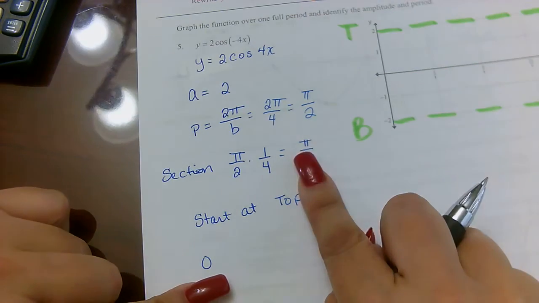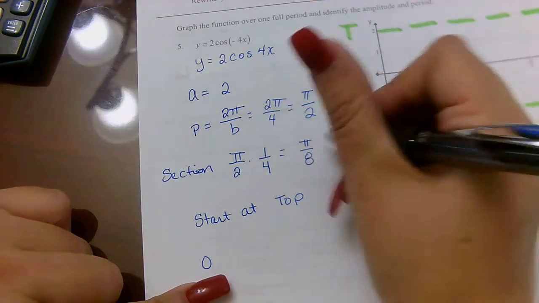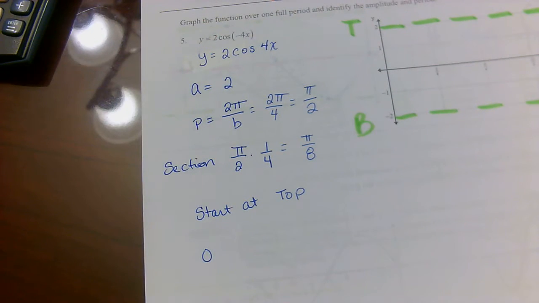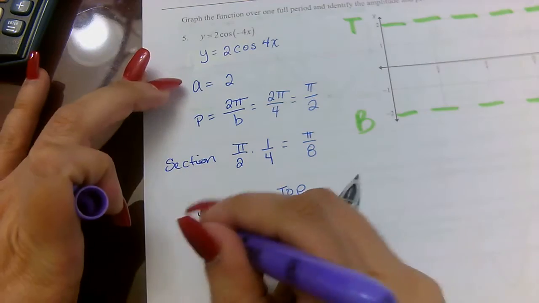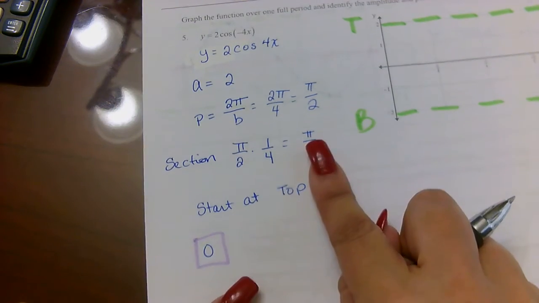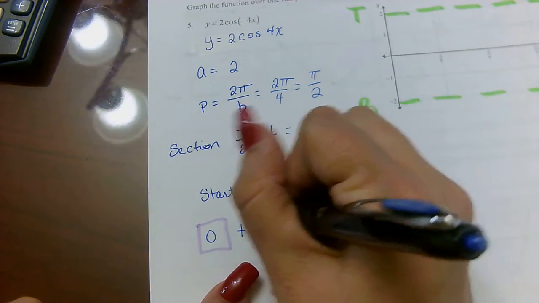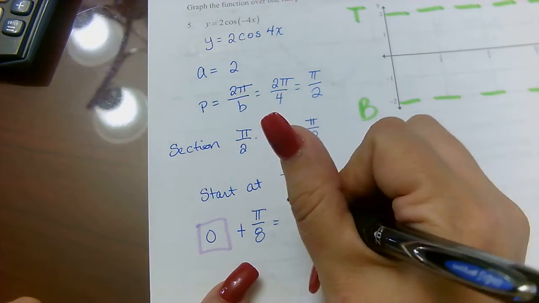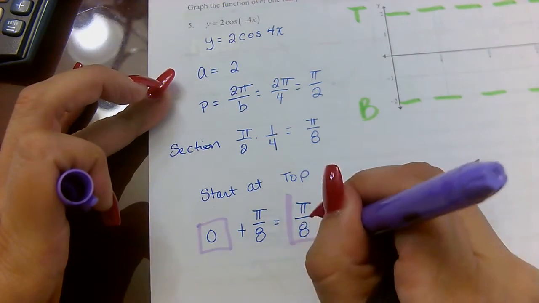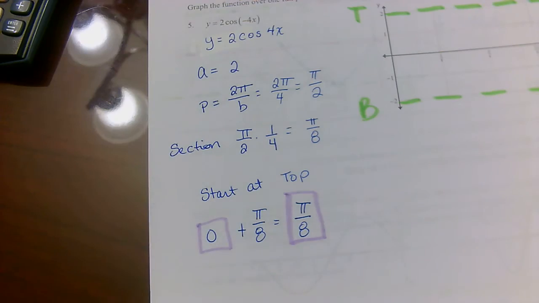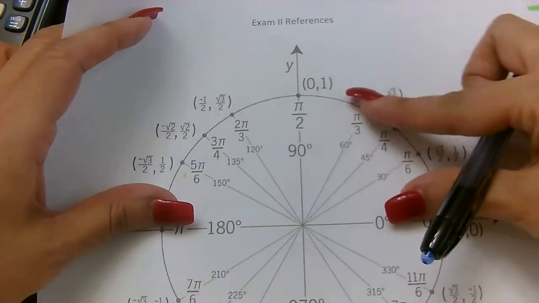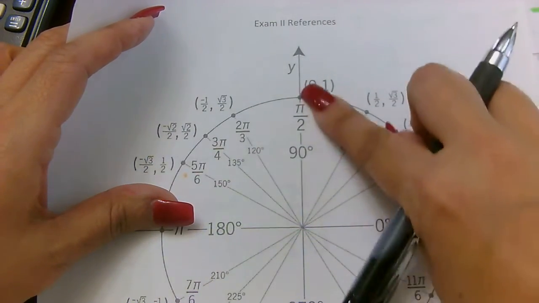Our second point, we're going to take this number in the section part and we're going to add it. So I'm going to do this slightly different. I'm going to use my purple marker to mark our 5 points. Starting at 0, I'm going to take the section and add pi over 8. That will get me pi over 8. This is going to be my second point. So basically, I'm starting here at my first point, I'm adding my section, and I'm getting my second point.